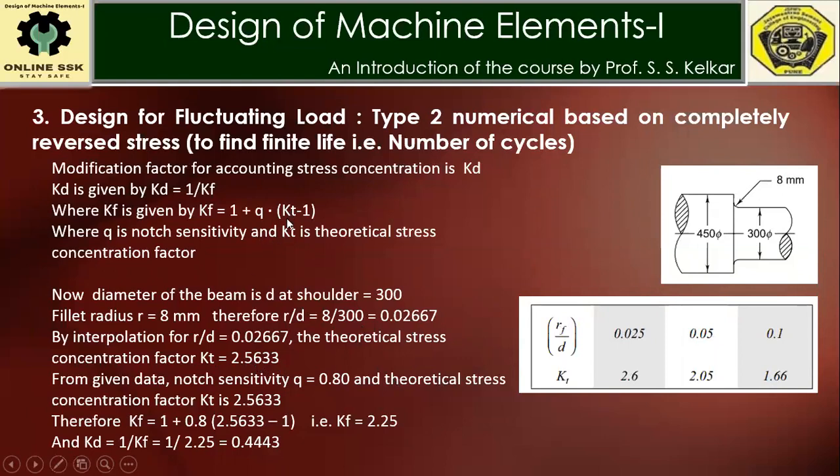Now value of Kt is known to us, value of Q is known to us. So using value of Q and Kt, we can calculate Kf. So Kf in this case is equal to 2.25, and reciprocal of 2.25 will represent Kd, the modification factor for accounting stress concentration. So in this case, Kd will be equal to 0.443.